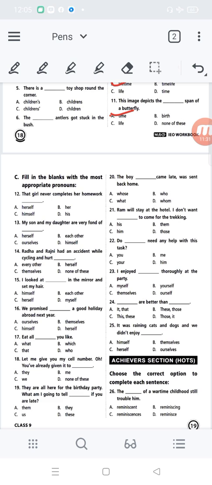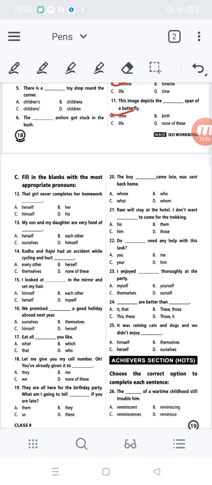Then interrogative, asking questions. This way we can categorize the pronouns, and we have the different types, with different examples used according to the types of pronoun. Okay, so let's take a few questions. See question number 11. Fill in the blanks with the most appropriate pronoun.